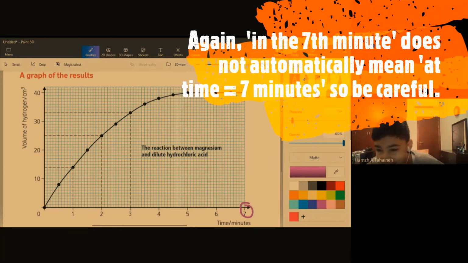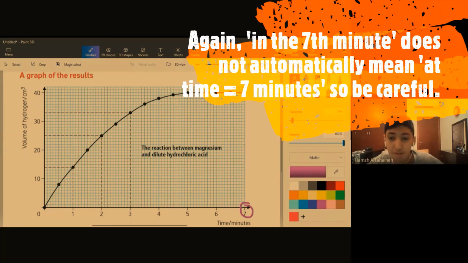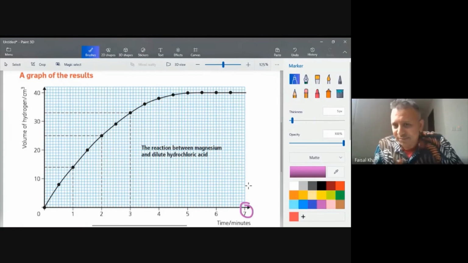So let me read the question again. Yeah, that's fine. So 0. Yes. The answer is correct, but I'm not sure that you actually got the answer in the right way.